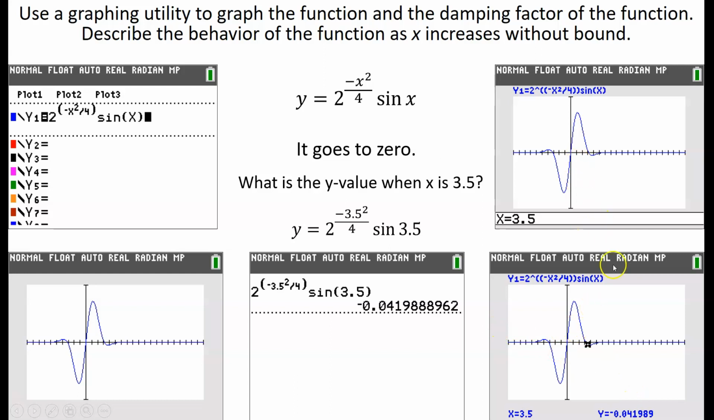This way is kind of nice because by looking at the graph, you get a sense whether you did it correctly or not. You can kind of say, yeah, that's about 3.5 out. Whereas here, you're just sort of accepting whatever it tells you.